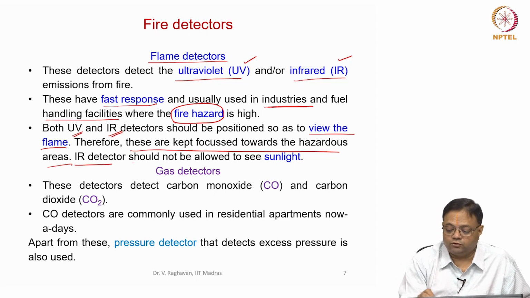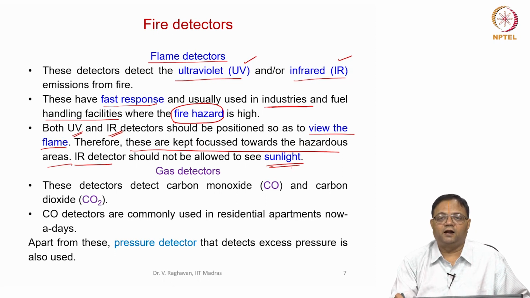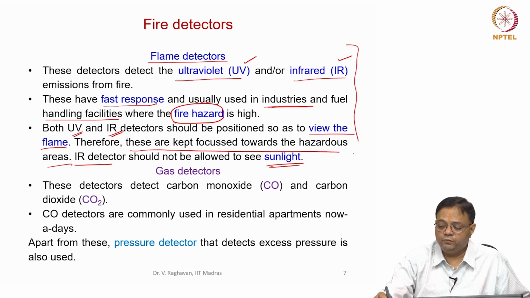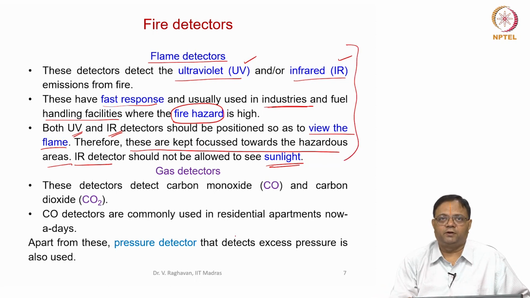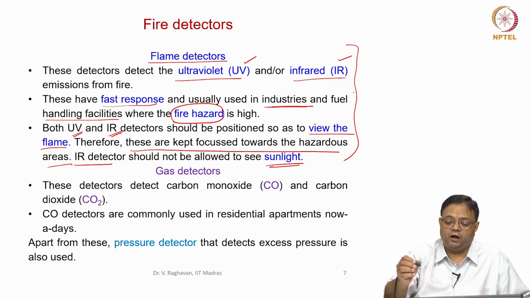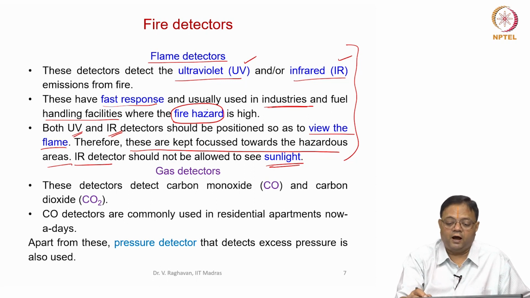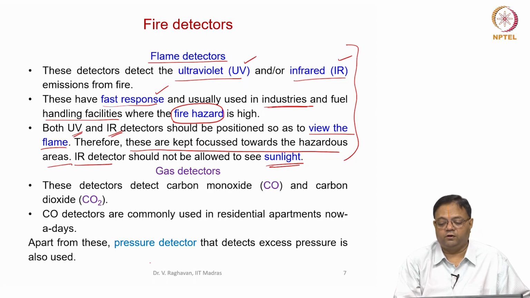Similarly, the IR detector should not be allowed to see sunlight, because it will detect that unnecessarily and trigger a false alarm of a fire. So, the flame detectors are not commonly used in domestic applications. They sense the ultraviolet and infrared emissions from the fire, and they are used in industries or fuel handling facilities which have higher fire hazards, and they are usually of very fast response.